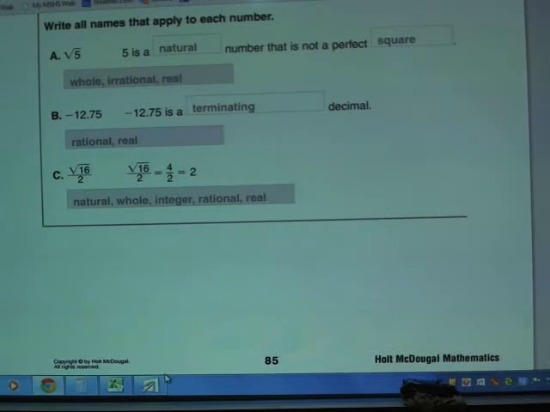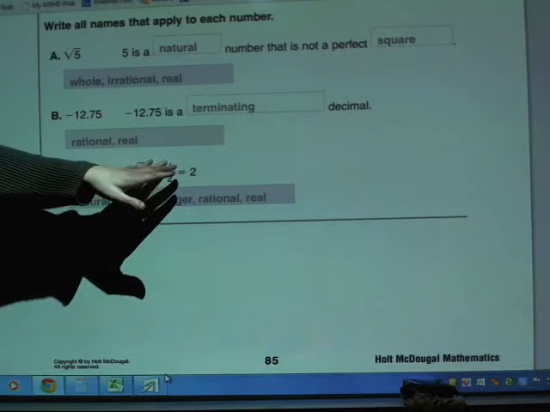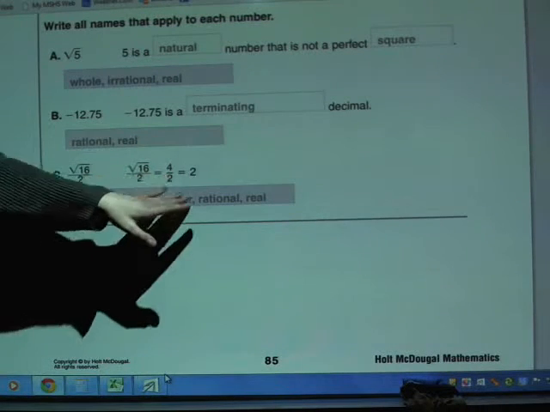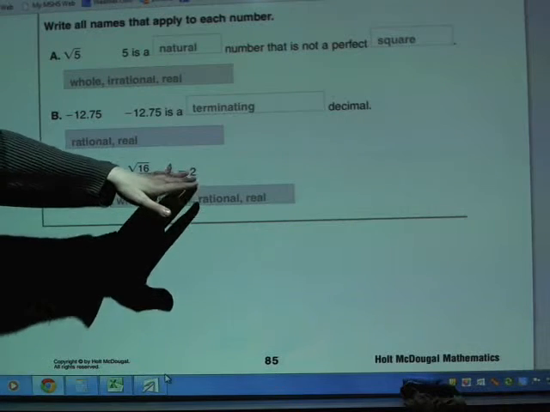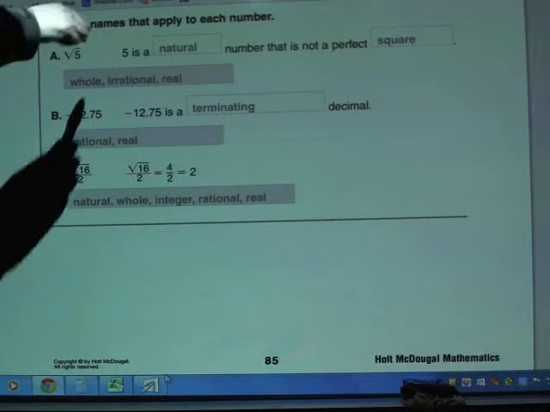Square root of 16 over 2, well, that looks a little bit nasty, but as you can see, the square root of 16 is equal to 4. 4 over 2 is equal to 2. So when we figure this whole thing out, what it's equal to is 2. And that's going to make it fit into a lot of categories.